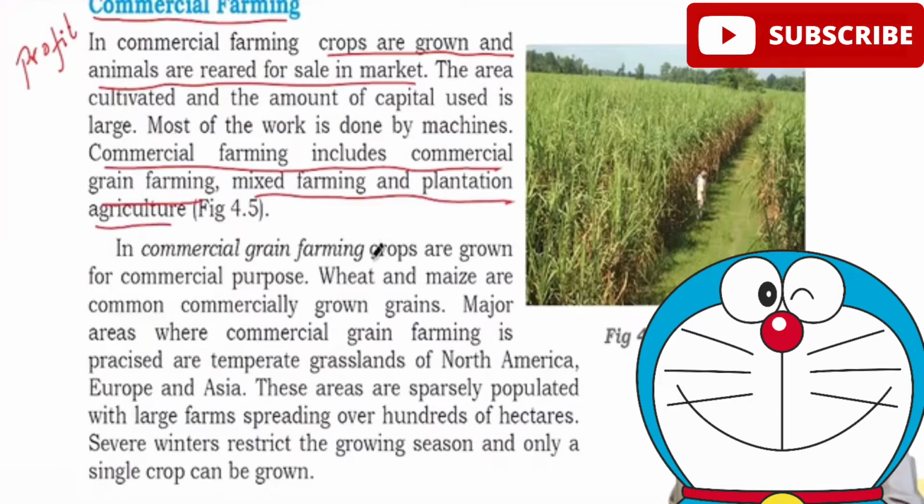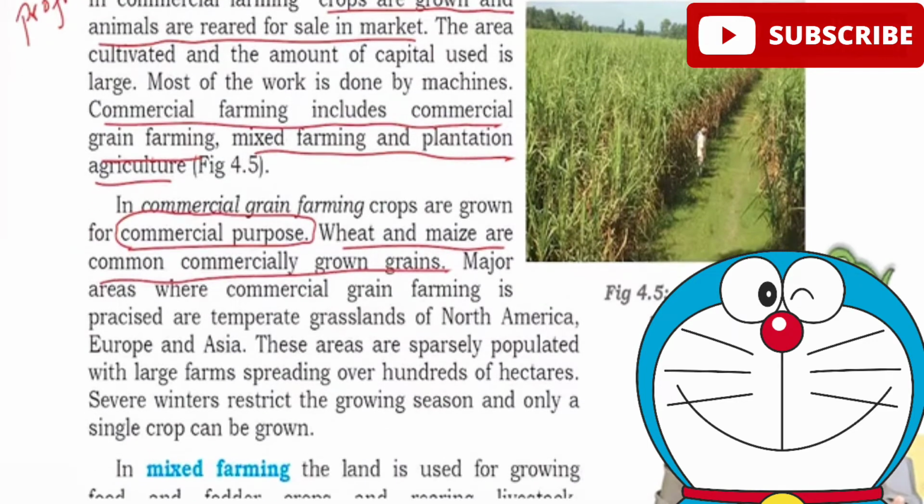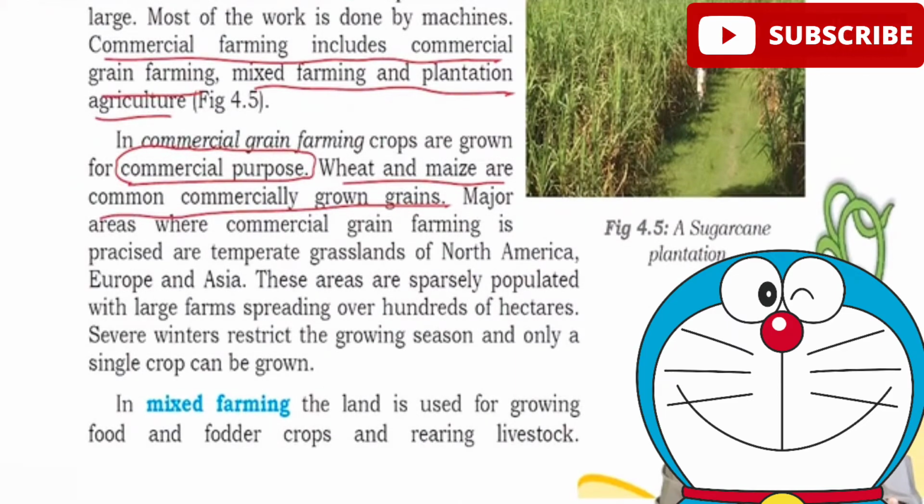In commercial grain farming, crops are grown for commercial purposes. I told you again, wheat and maize are common commercially grown grains in the world. I told you prairies are also called the granaries of the world for wheat. There it is usually grown in North America. What is the name of this? We call it prairies. In Europe or Asia, we call it steppes.